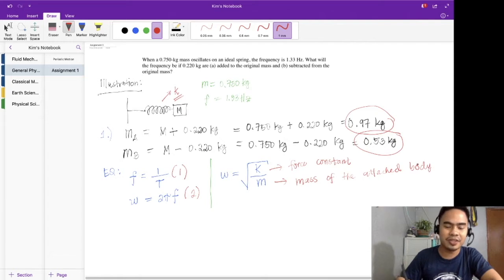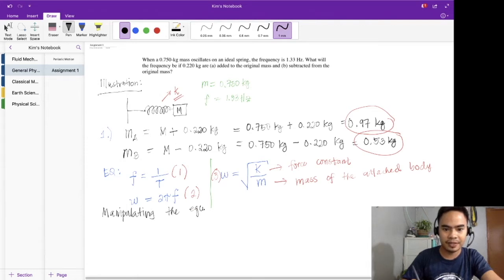Okay, so let me call this one equation 3. Therefore, our goal, as I've said, the first thing is we need to find k, this force constant, right? But if we are going to use equation 3 to find the force constant k, we cannot directly use that because we don't know omega, right? So what we are going to do is to try to manipulate this equation. So let me change the color. I'll put it here: manipulating equations.